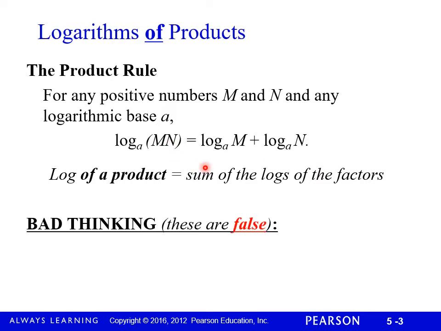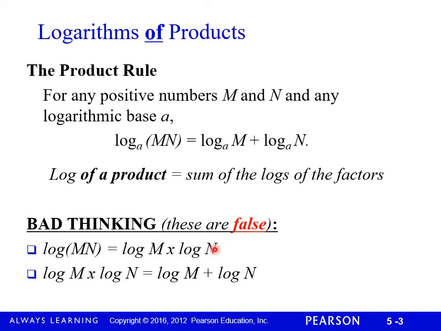Now the problem with these rules is that most of our brains work intuitively, and so they want to make up new rules. For example, they want to say the log of a product is equal to the product of the logs. This is false. The log of m times n is not equal to the log of m times the log of n. This is also not the product of logs. The second rule says the log of m times the log of n equals log of m plus the log of n. This is also false, okay? So the product rule is only for the logs of a product.